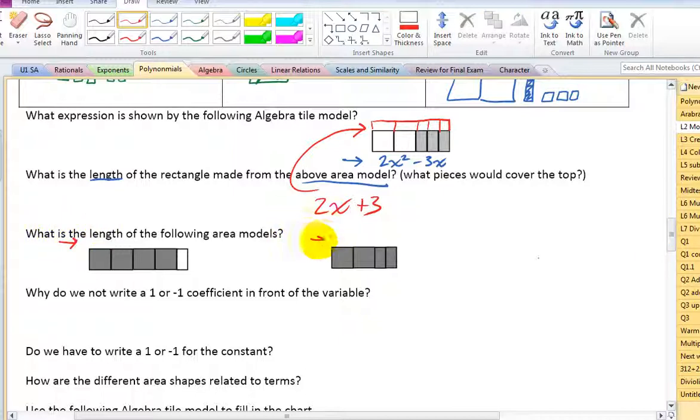What's the length on top? What's the length? You can look at your own. It might be easier. You can actually draw on it. 4x plus 1, and the other length is 2x plus 2. Okay. Don't be too concerned about the signs right now at this point. I just want to get you to see that that's the length of the area that's below.